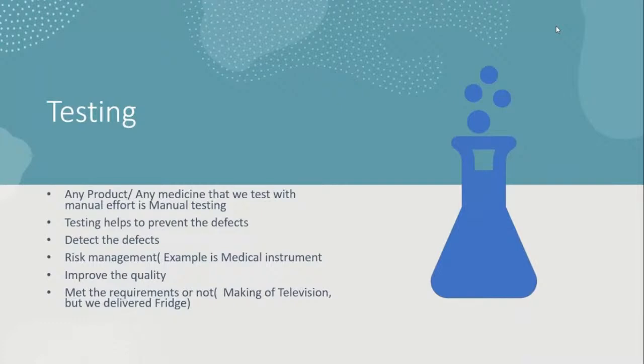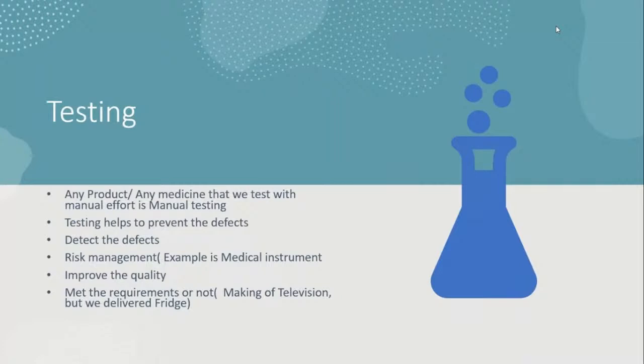And risk management. So what is risk management in medical instruments? That is, I told, right? What is an example? Medical instrument, ECG or an X-ray. What was the risk that happened there? A death of a patient or some short circuit before the patient comes in. So these are the risks that we might get into if we don't test a particular product. Okay, it will also help us to improve the quality. How it will help us to improve the quality, we will see in the later stages of our testing.